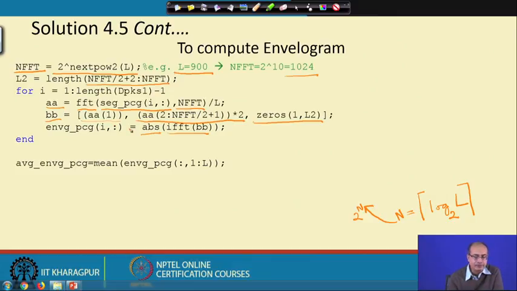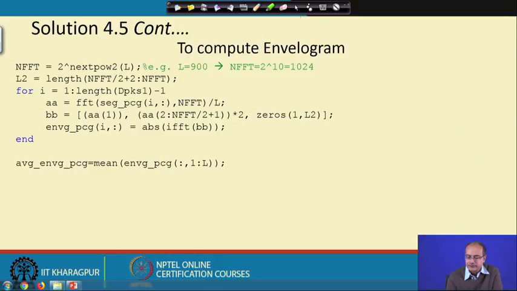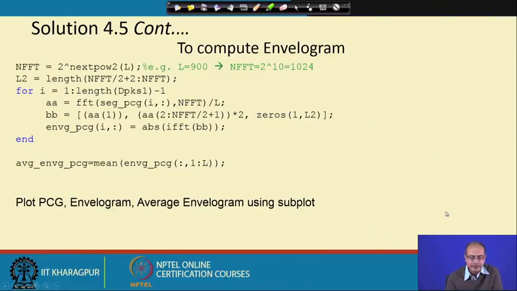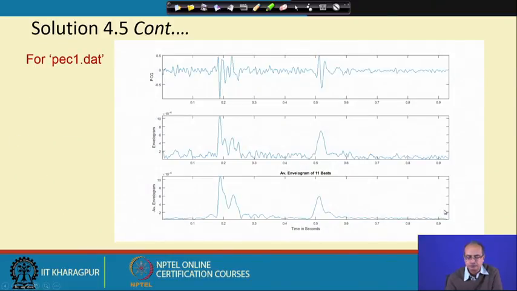And once we have the envelopegram for each of these cycles, then we can take them together and compute the average, by using the command mean. So, that is the simple algorithm here, and that is the way we calculate the average envelopegram. Let us see how the result looks. For that we plot the envelopegram and average envelopegram using the subplot command.